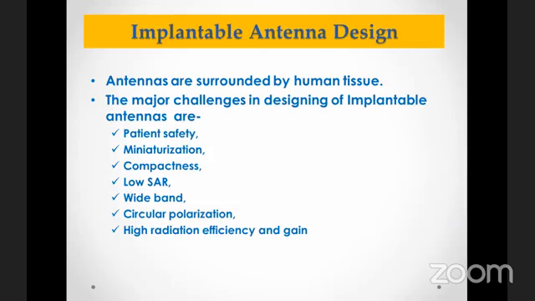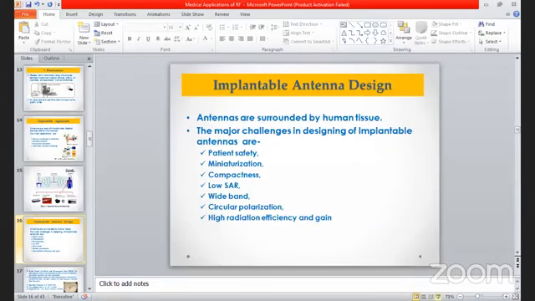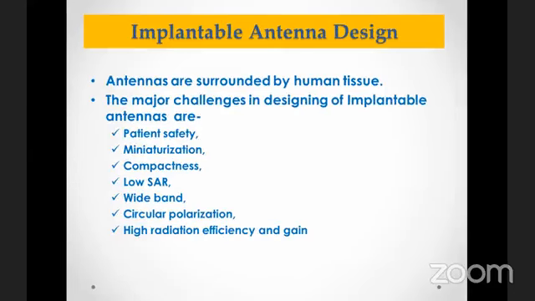But when you have to design an implantable antenna, you have to think in terms of whether it has to work at a subcutaneous level, in which case its power level is not that important. So various design parameters in terms of power and in terms of frequency for proper penetration are important.